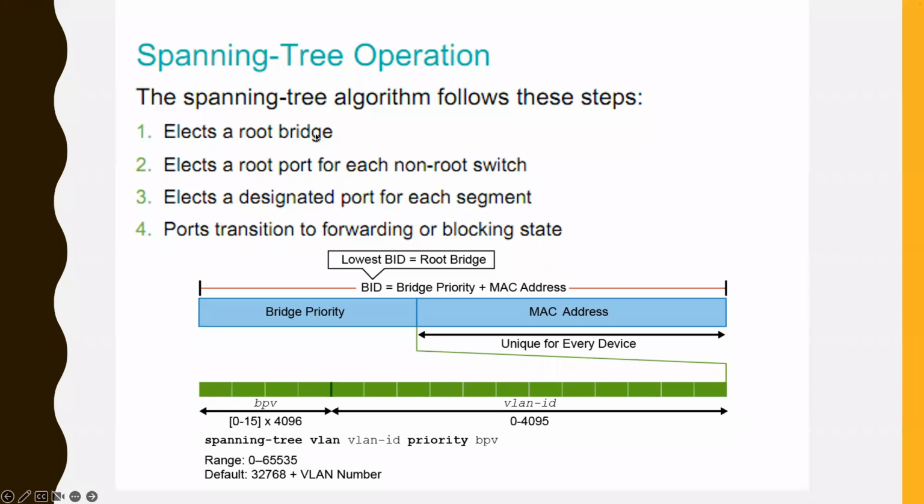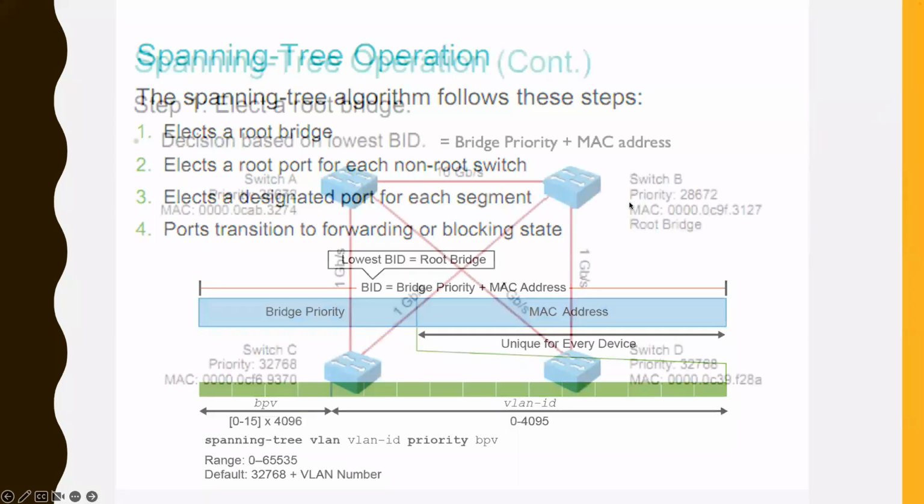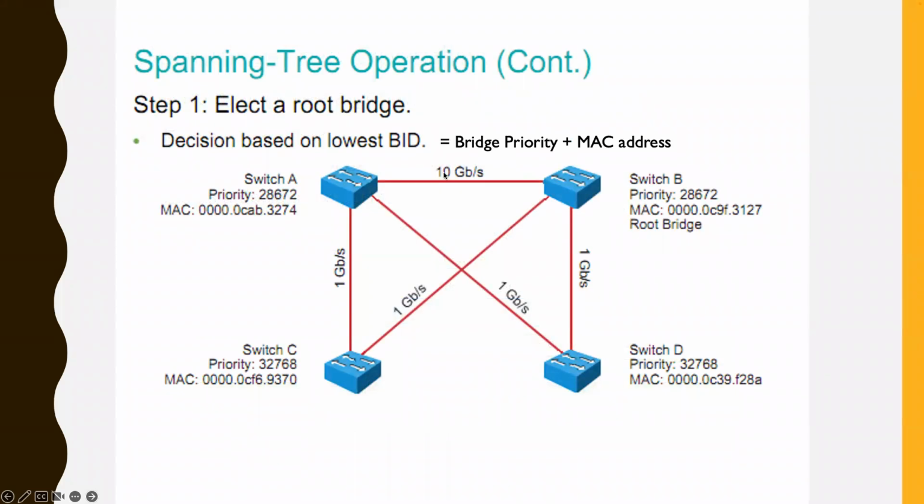Once you have your root bridge, the next step is that all the ports on your root bridge will act as designated ports. As a next step, we will select a root port on all the non-root switches. That will happen as we go step by step.